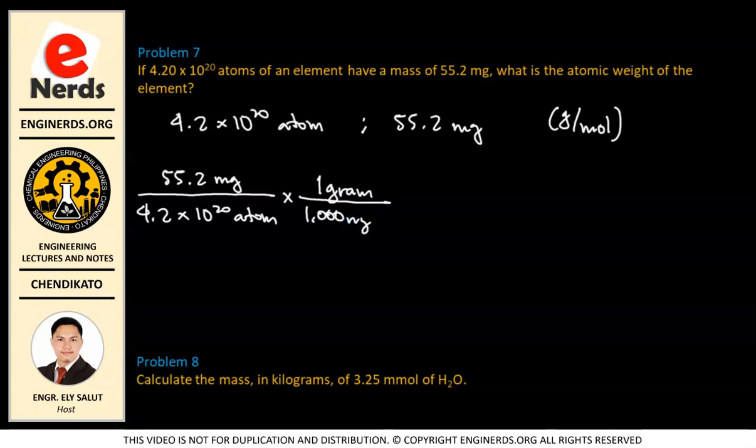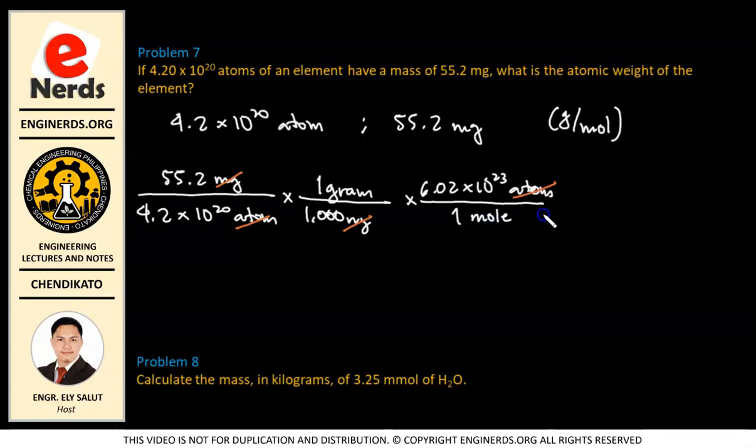So in this case, our unit for milligram will be cancelled out. Okay, so next we need to get the number of moles in our denominator. So we need to convert our atoms into number of moles. So we will use again the Avogadro's number. We know that as per the Avogadro's number, we have 6.02 times 10 to the 23 atoms for every 1 mole. Okay, and as you can see again, the atom will be cancelled out.